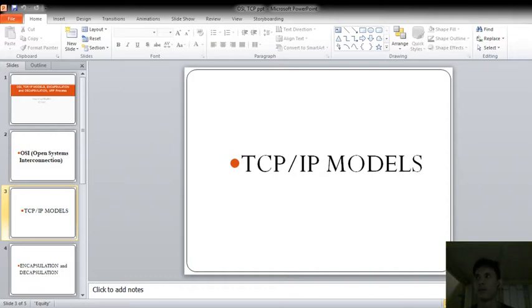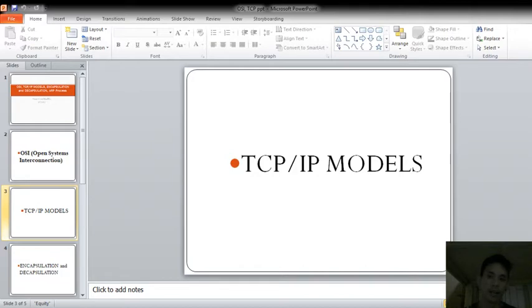Also, the physical and the data link layers are called the network access layer in the TCP/IP model, and the layers here are the link, internet, transport, and application.